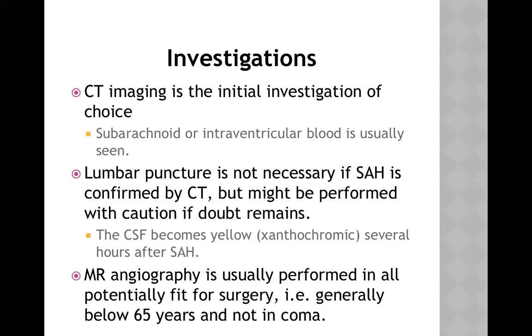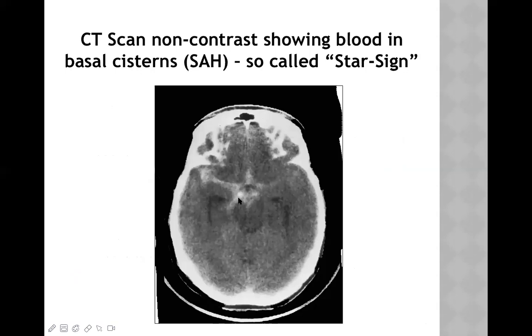In CT, in the subarachnoid space, the star sign is shown. Now let me show you that. See here, this is called the star sign. See this, the star sign. This is highly suggestive of subarachnoid hemorrhage. See there, this area.